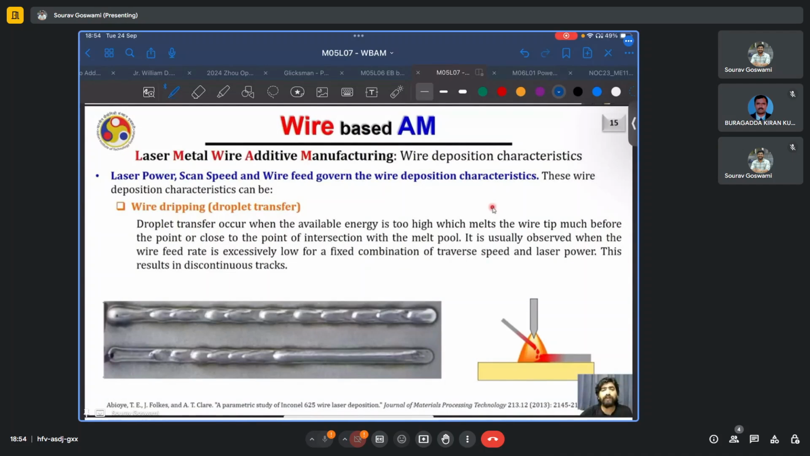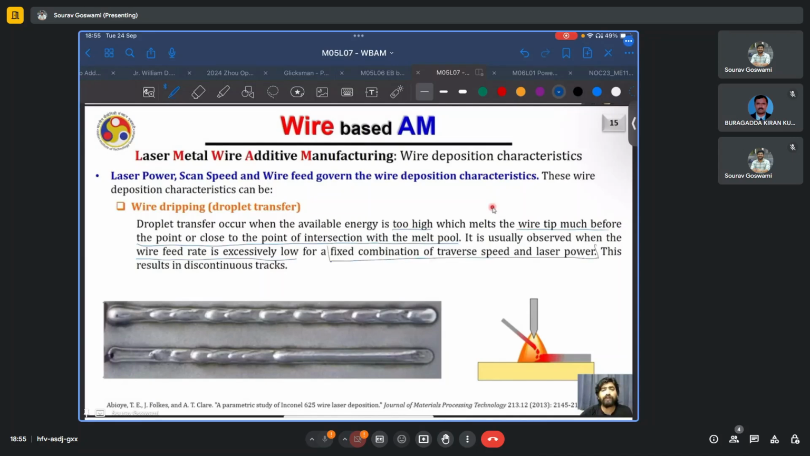The deposition characteristics change depending on the laser power, the scanning speed, and the wire feed which are used in the process. Depending on the combination, you can have a wire dripping type of material deposition, or droplet transfer deposition, which occurs when the available energy is too high and melts the wire prematurely. The wire tip melts much before the point of intersection with the melt pool. It is usually observed when the wire feed is excessively low for a fixed combination of traverse speed and laser power.